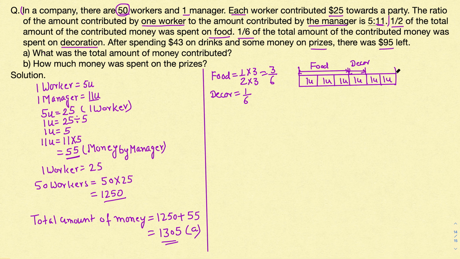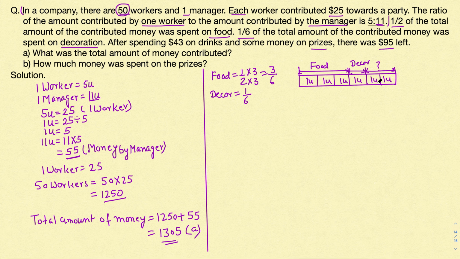How about these 2 units? So we don't know, right? Actually we know. I'm just putting a question mark because there are too many things. So basically from here we know that half of the money is spent on the food, 1/6 of the money is spent on decor, and then how about the rest? The rest is 2 units, right?